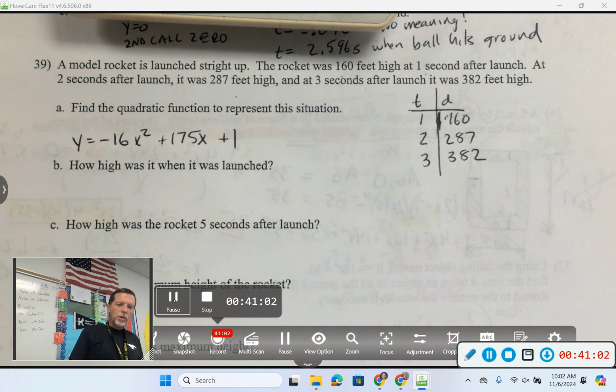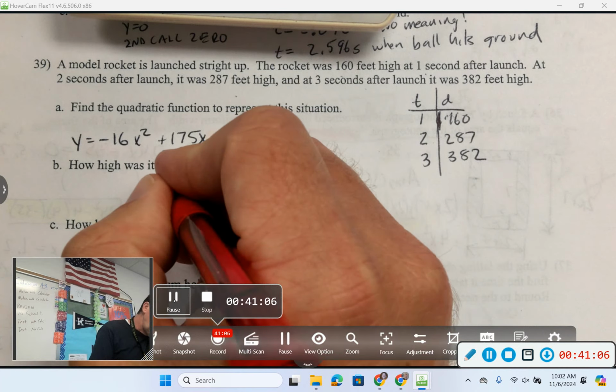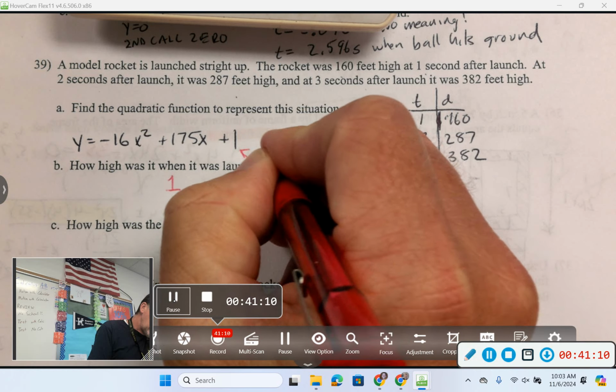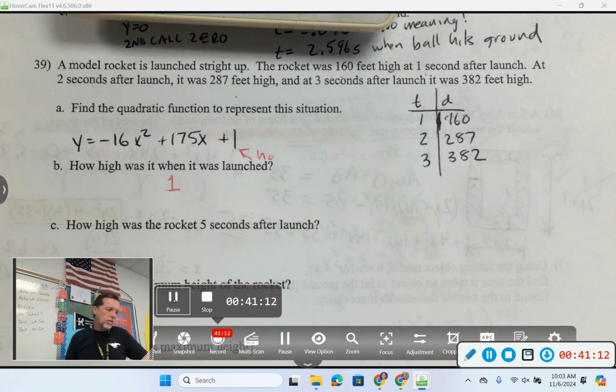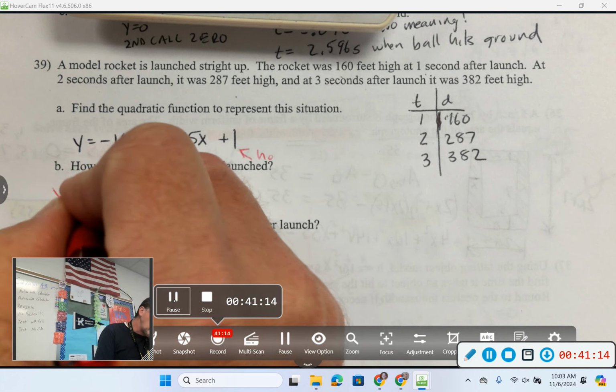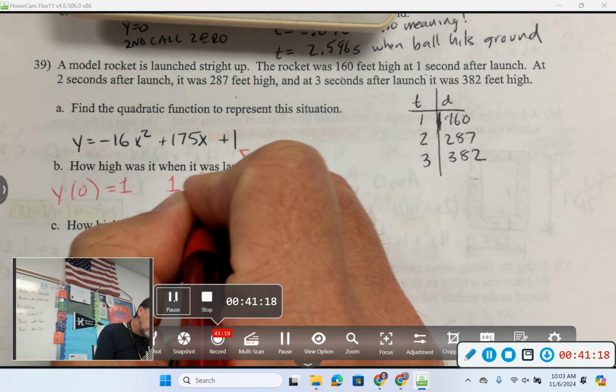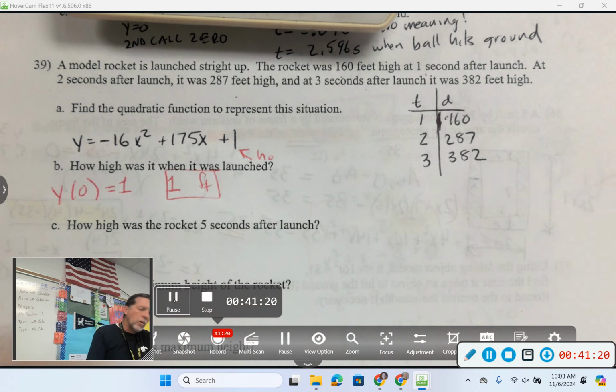Okay, how high was it when it was launched? How'd you know that? That last number is H0, or you could say y of 0. Plug in 0, you get 1. So 1 foot high.